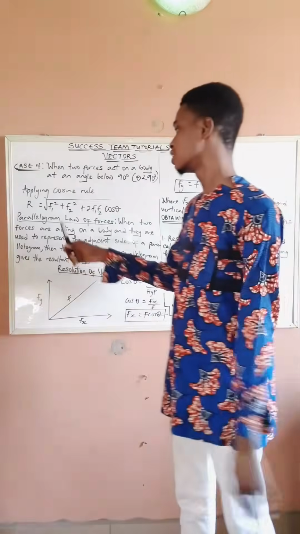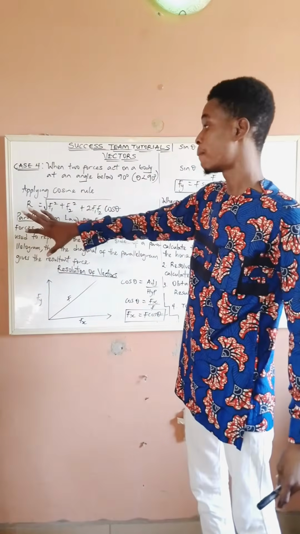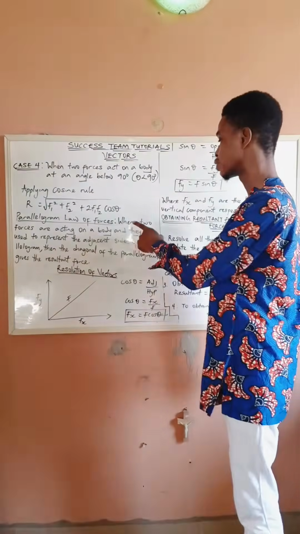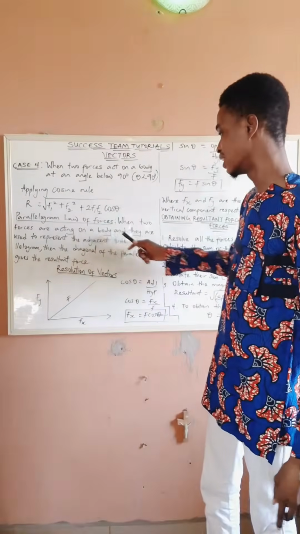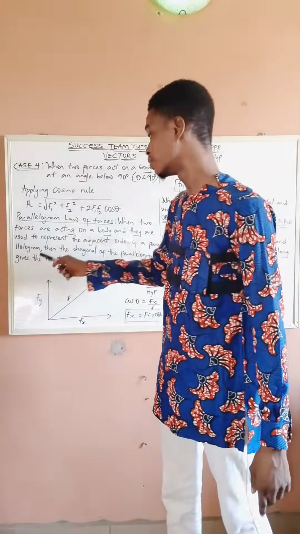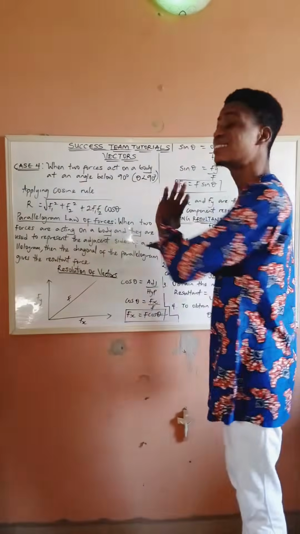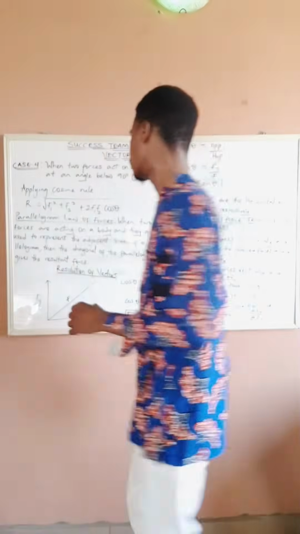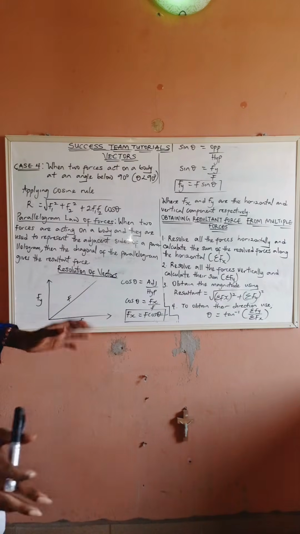Now let's continue. Then this formula, everything was gotten from what? Parallelogram law of forces. So now this states that when two forces are acting on a body and they are used to represent the adjacent sides of a parallelogram, then the diagonal of the parallelogram gives the resultant force. So that's, see, all the ingredients, this is just the formula you will use. I hope you grab. So now let's talk about resolution of vectors, how to resolve vectors, right?